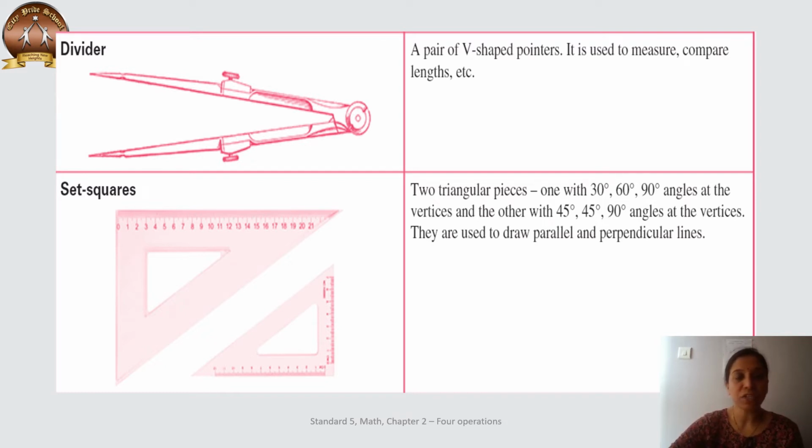Another, we have the set square. It is also in a pair. It comes in two triangular pieces, one having 30, 60 and 90 degree angles, and the other set square having 45, 45 and 90 degree at the vertices. They are used to draw parallel and perpendicular lines.